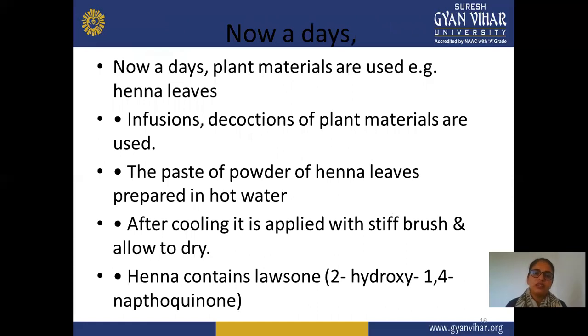Nowadays, plant material is used in henna leaves, and infusion or decoction of plant material is used. It means henna leaves are not used directly, but the decoction procedure is used for this henna material. After this, you apply a paste of powdered henna leaf prepared in hot water. Once you prepare this paste with the help of hot water, after cooling it is applied with a stiff brush and allowed to dry. It means after adding hot water you cool it and apply this cool solution with a stiff brush onto your hair and allow it to dry.